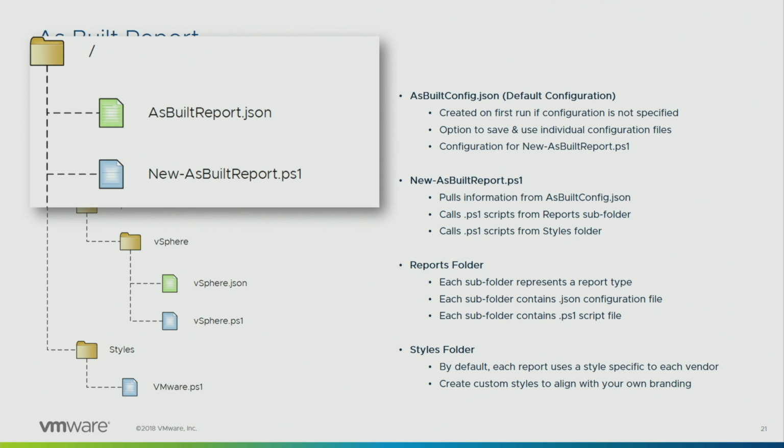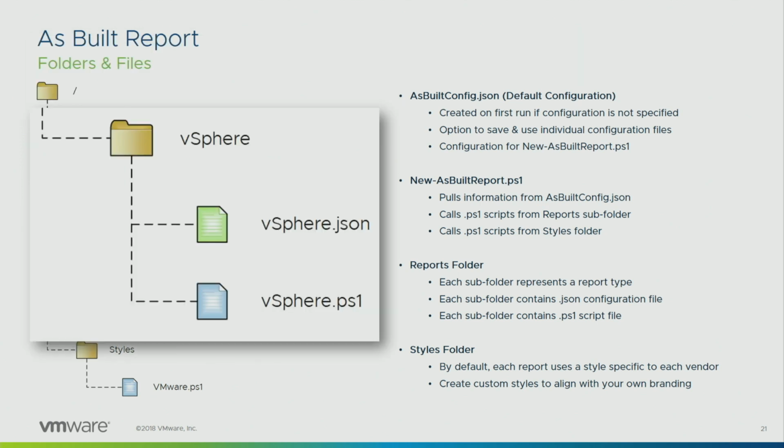So you don't need to modify scripts, you just need to modify the JSON file, which is a lot simpler than having to modify a script. So the base script simply calls out what type of report you want to run and then what style and stuff you want to set.